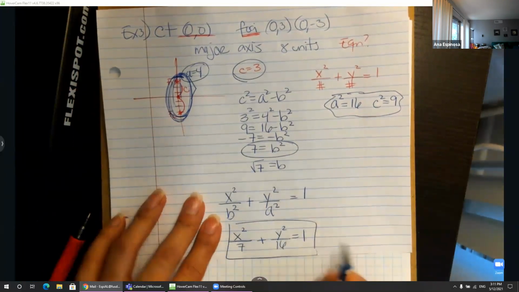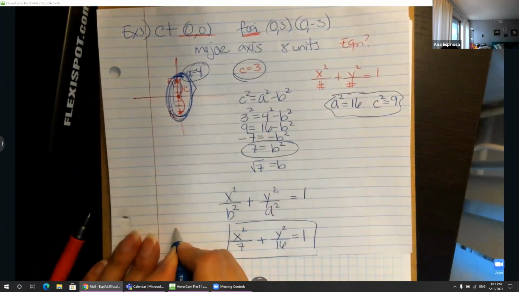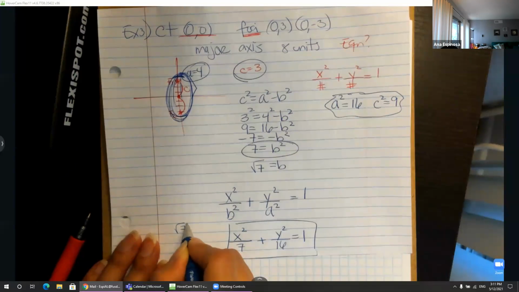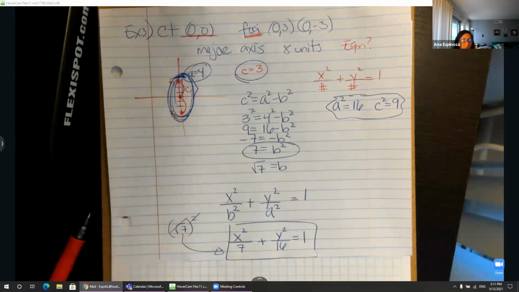Now, if you had put square root of 7 as your b, you still have to square it. So when you square it, you still end up with 7. Okay, so that's just, I think, a waste of time. But some people would like to do that. They actually solve for b and they end up squaring it.